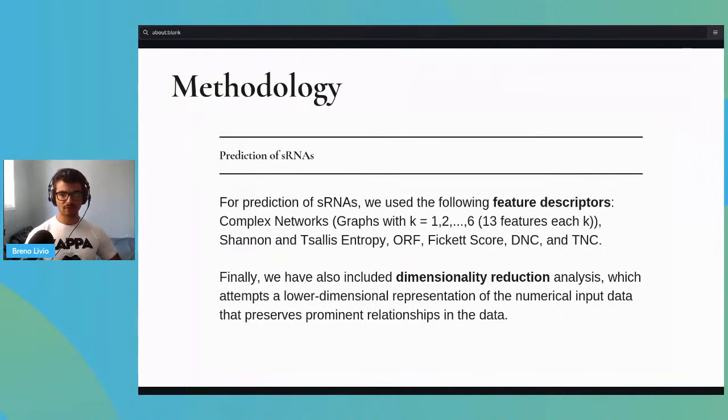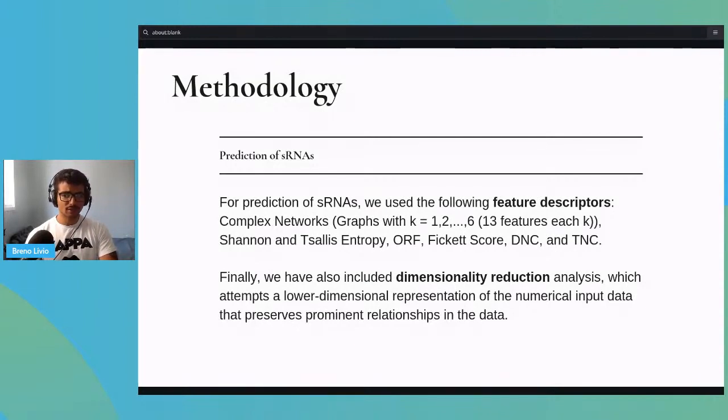In addition, we applied the MathFeature framework as the feature extraction package. And for the prediction of sRNA, we used the following descriptors: complex networks, Chaos Game entropy, open reading frame, Fickett score, and the dinucleotide and trinucleotide composition, the frequencies of these nucleotides. We evaluated the influence degree of each feature with the concept of mutual information, selecting features with the most information gain. Mainly, we used support vector machines, but we also induced random forest and XGBoost classifiers, but both had worse performance considering classification metrics.